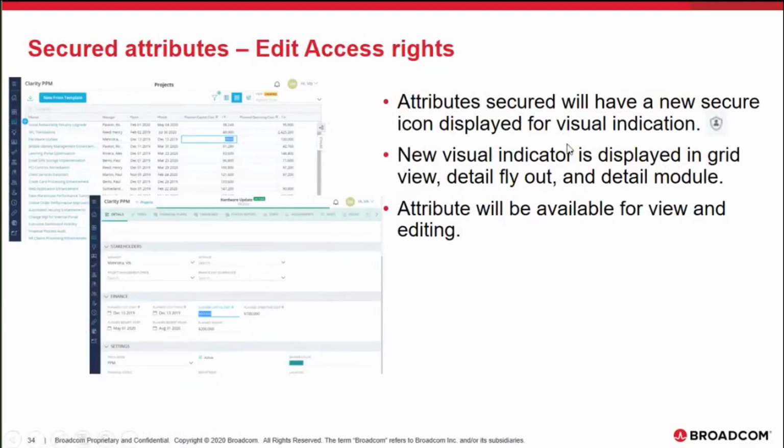And that visual indicator is this new icon that you will see on top of the attribute in multiple places of the application. So in the grid view, you will see that icon right here along with the name of the attribute. Inside the detail, you will see the same thing right next to the name of the attribute right over there. And we will see this during the demo. So there is a visual indicator for all the users to know that a specific attribute is secured.